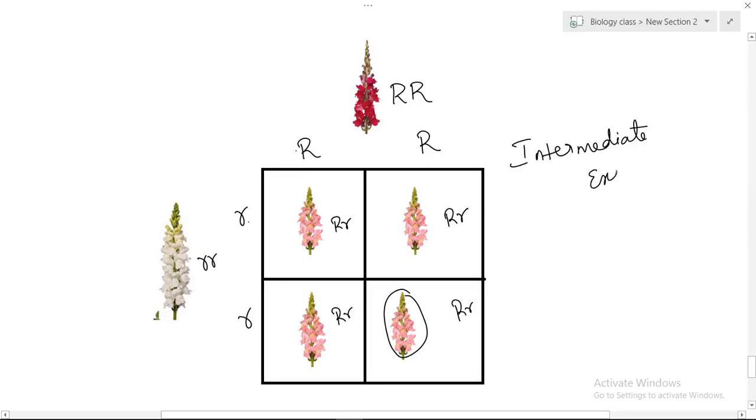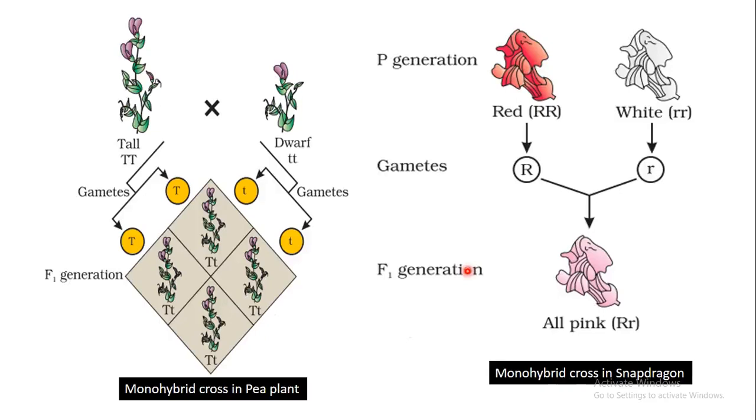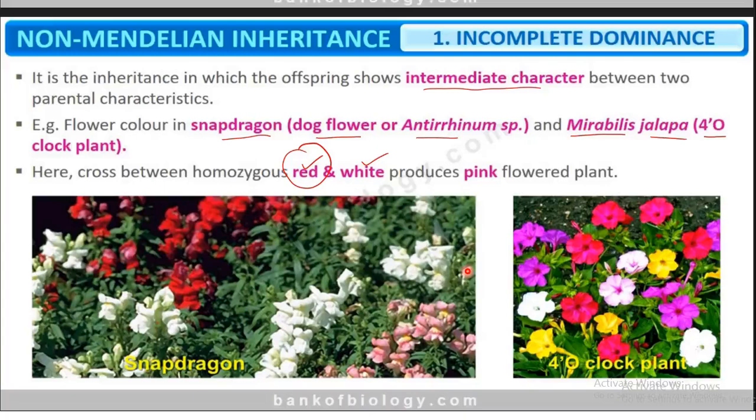So this pink flower is an intermediate expression. It was not able to express completely as a red one. Actually red is the dominant one, it should express, but it was not able to express completely. As a result, there was a mix of red and white, so we are getting the intermediate pink color in the snapdragon flower. Okay, this is the concept of incomplete dominance.